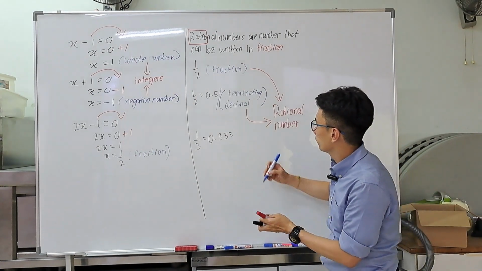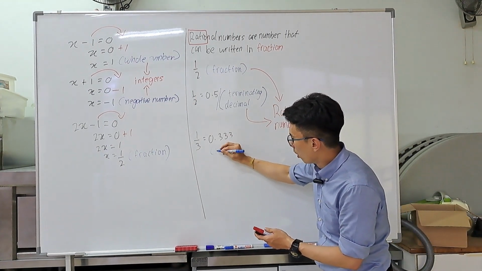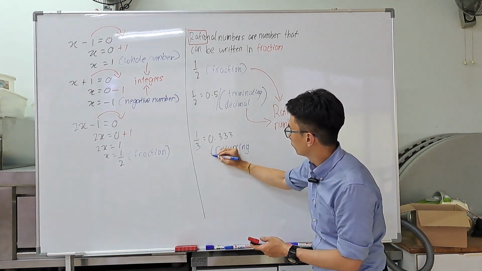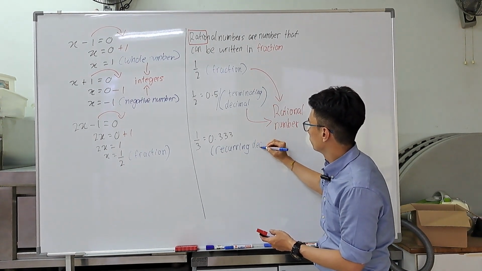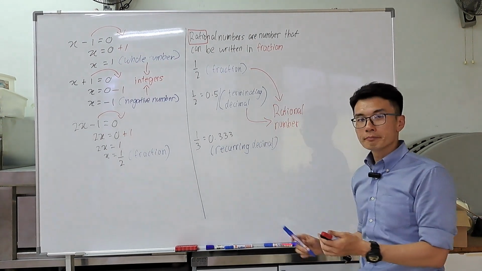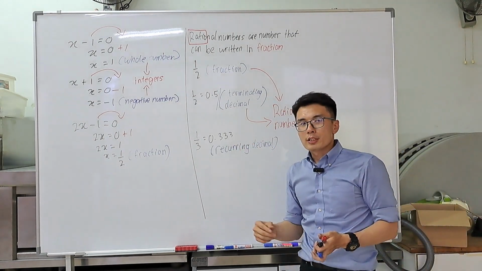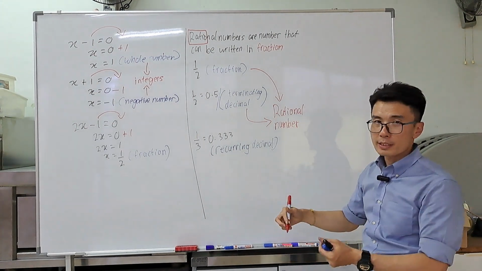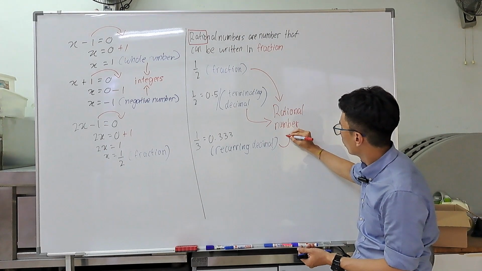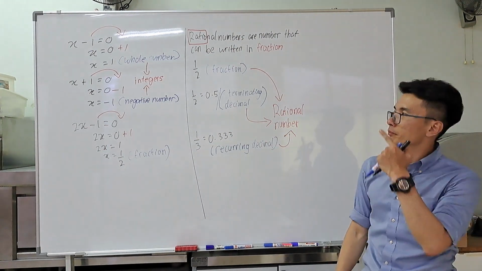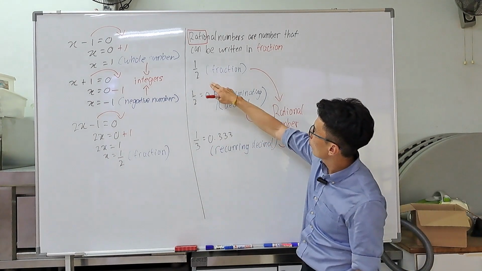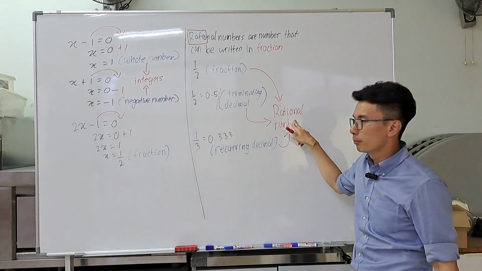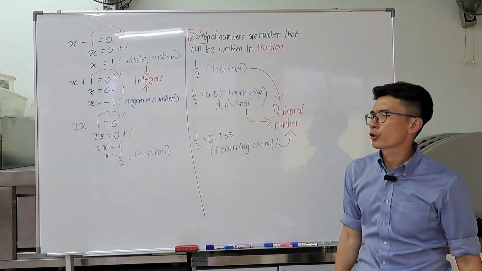So we call this recurring decimal. Okay? Now, this recurring decimal also comes from a fraction. So in other words, a recurring decimal also falls into the same family of rational numbers. So for now, you have learned that a fraction is a rational number. A terminating decimal is also a rational number, and a recurring decimal is also a rational number.